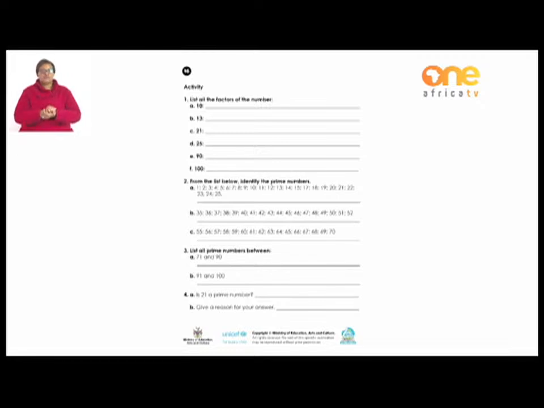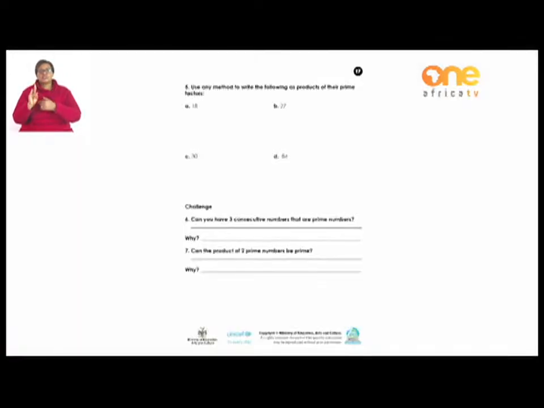Moving to page 17. Number 5, use any method to write the following as a product of their prime factors. You can use the ladder method or factor tree method, but remember to give the answer. So you write the number as a product of its prime factors. A, you have to look for 18, B 27, C 30, and D, 84.